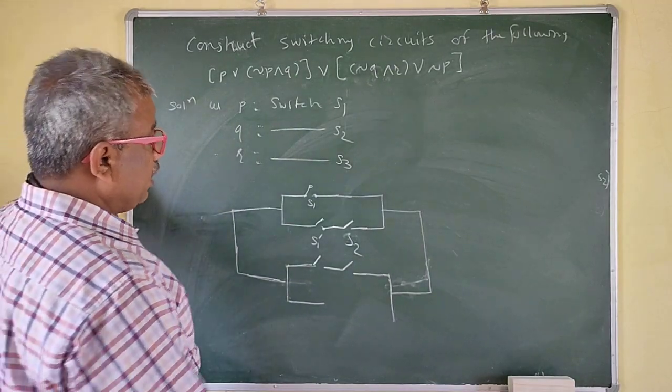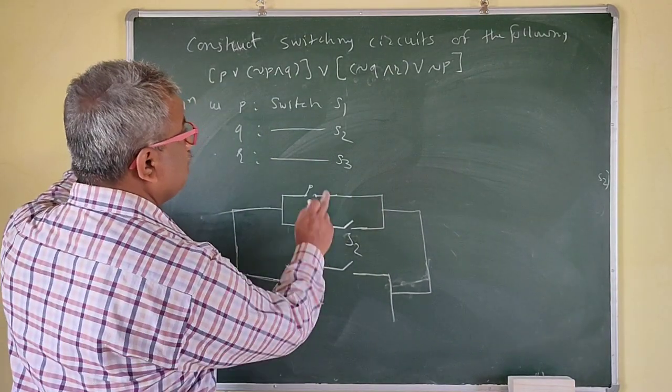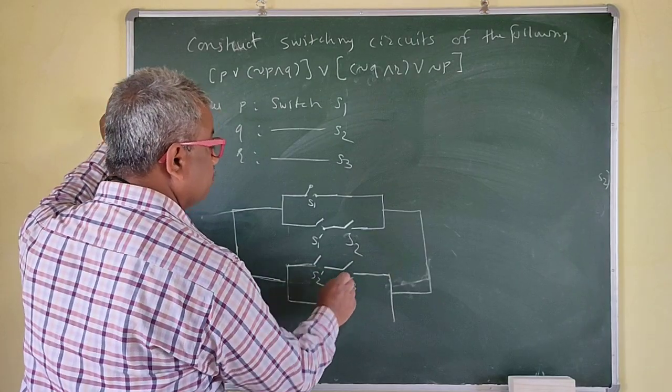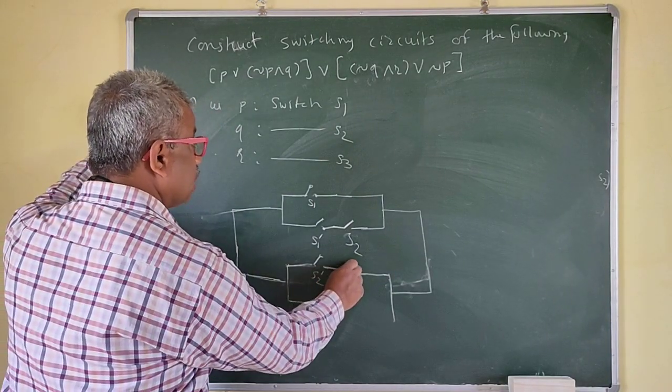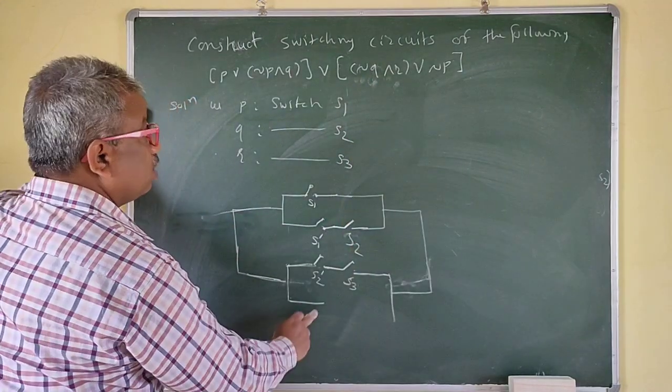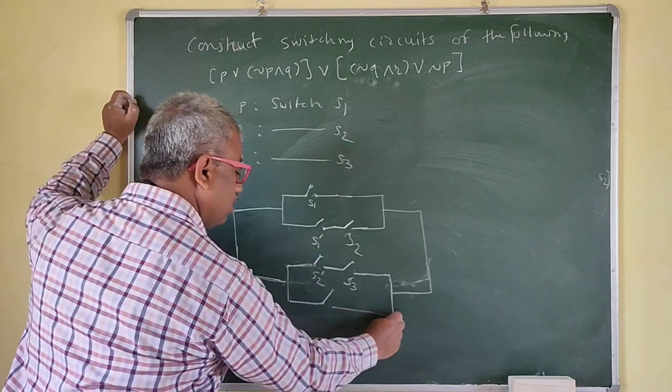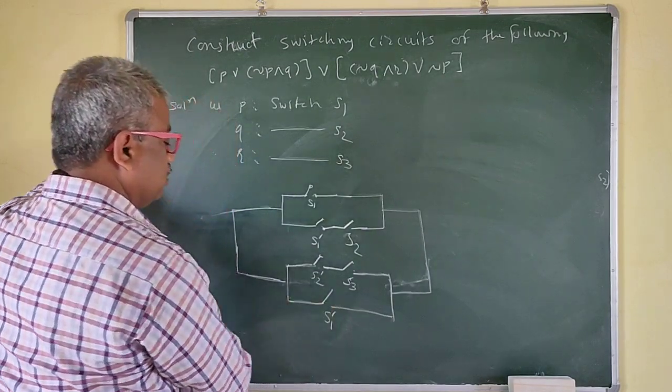Okay. Now negation. We will give the names. Negation Q means S2 prime. This will be your S3. They are in series with R. That means these two are parallel. Negation P, this is your S1 dash now.